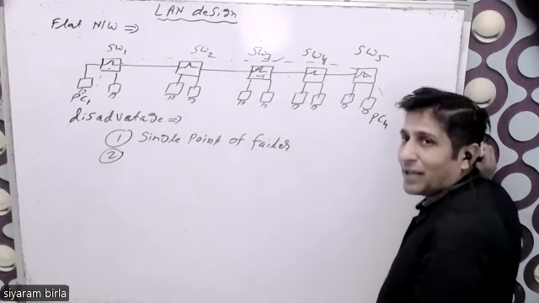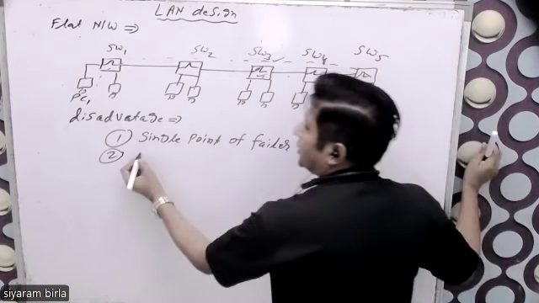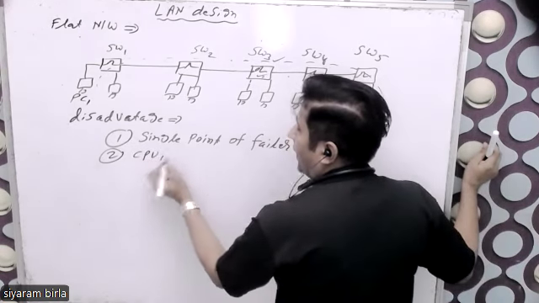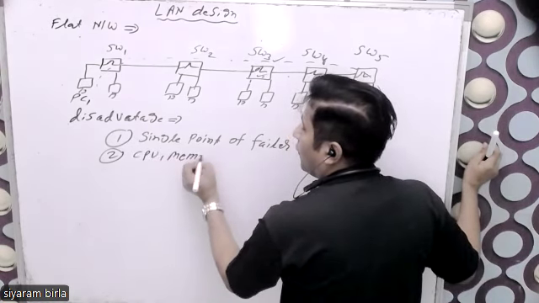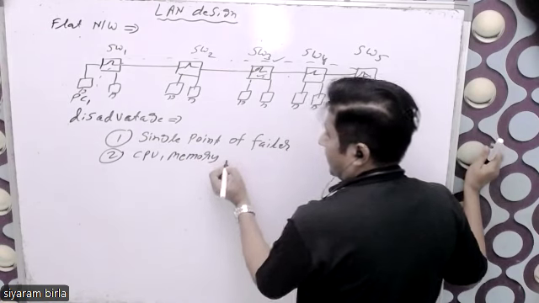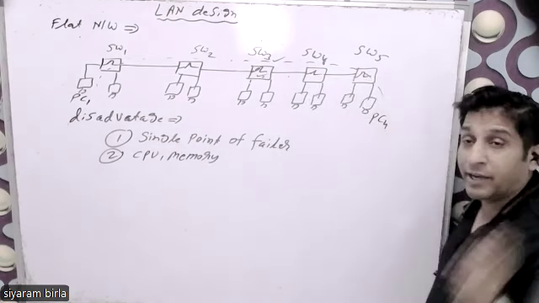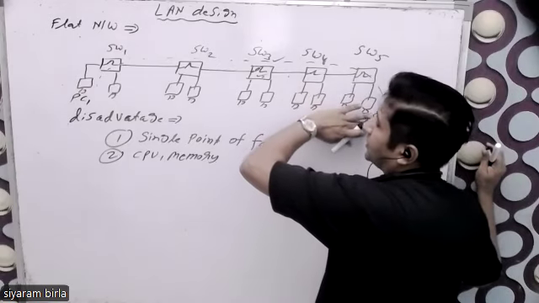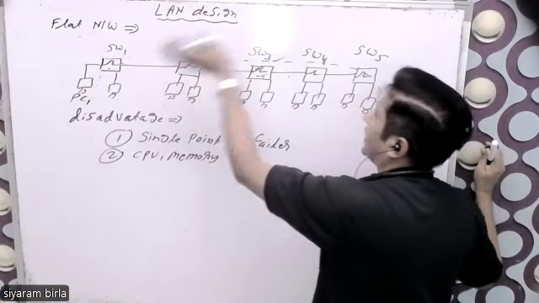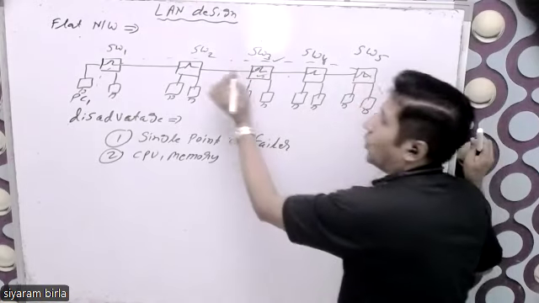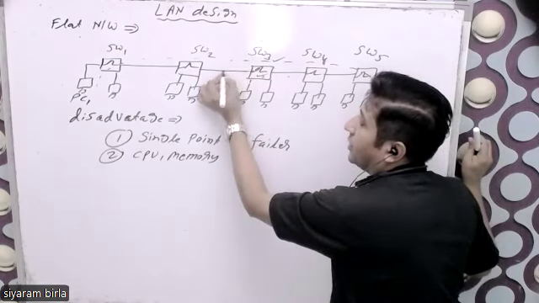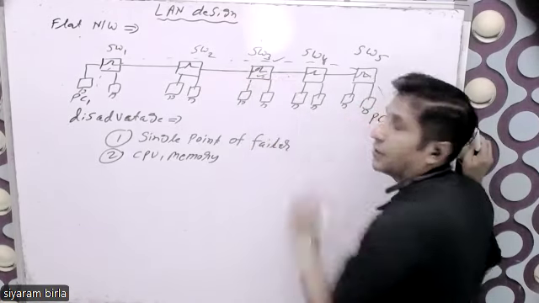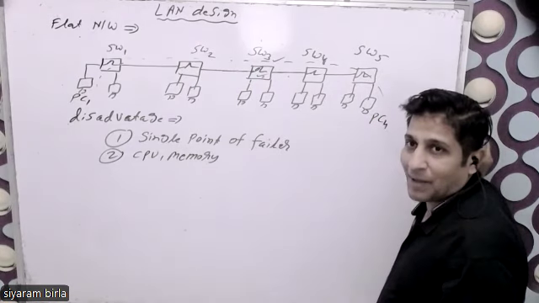A lot of frames are being forwarded. That's why the CPU load and the memory load will be increased. Yeah. And a lot of traffic is going this side, traffic going via this side, traffic going via this side. So the link utilization will be high. Bandwidth utilization will be high.